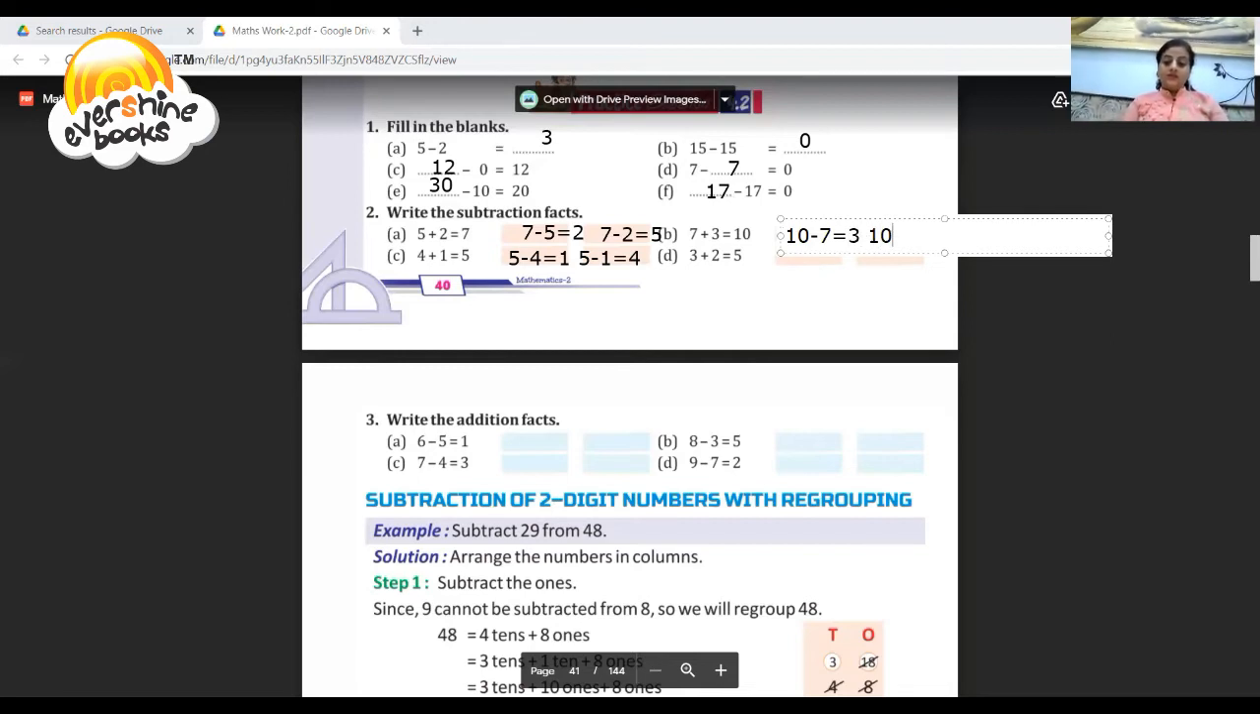And 10 minus 3 is the same, 7. Next is 3 plus 2 is 5. So 5 minus 3 is 2. And 5 minus 2 is 3. So we have done here the facts that we have learned. They both are related to each other.